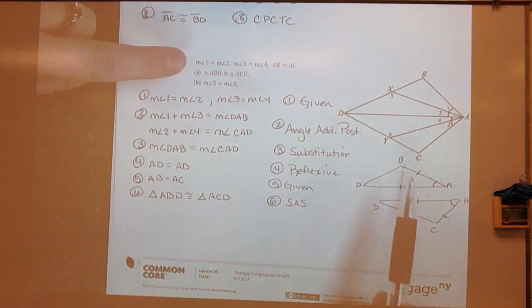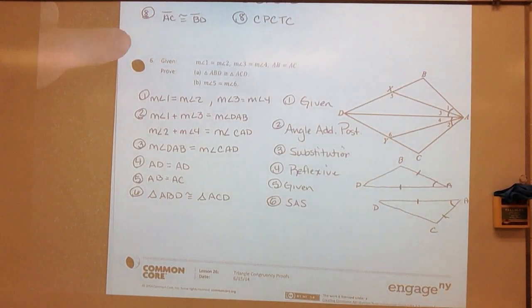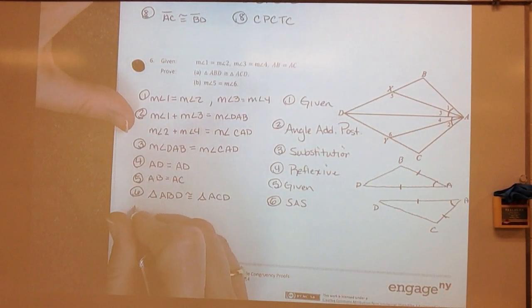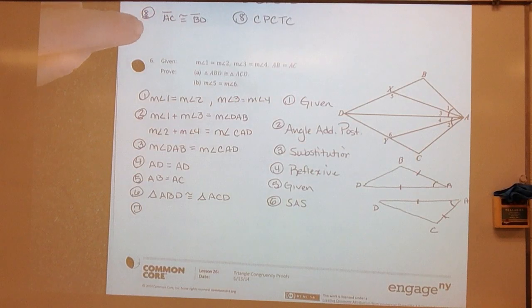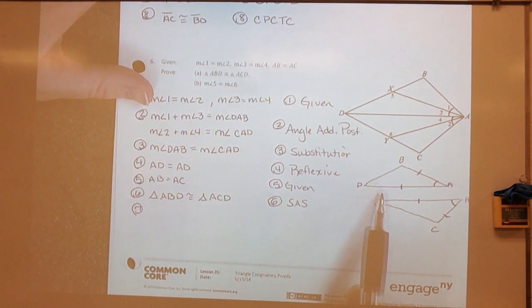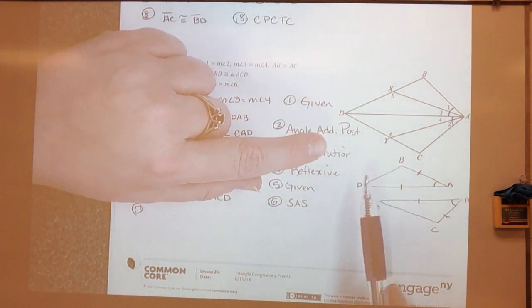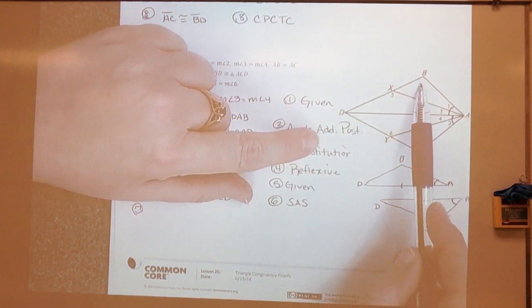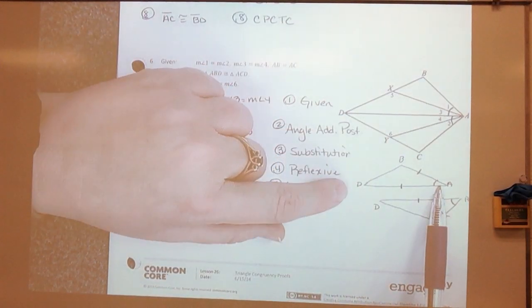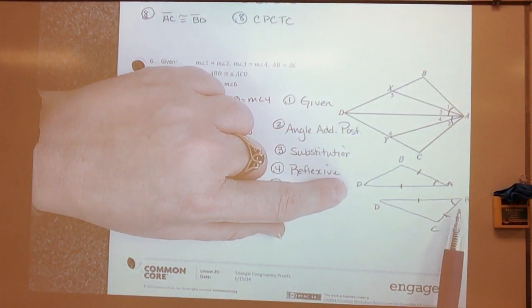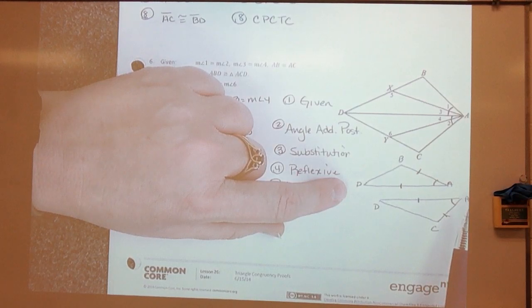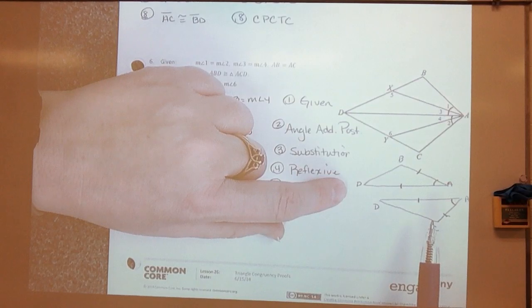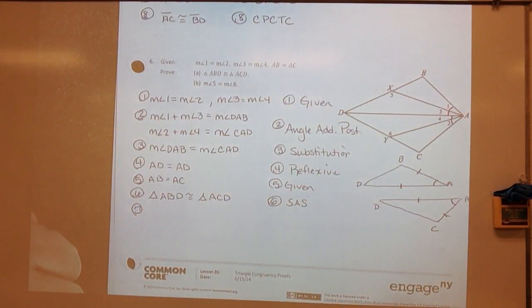Now, they want us to prove the measure of angle 5 is equal to the measure of angle 6. Let's see what we can do there. I know that these two angles are going to be equal. Angle ABD, or I'm sorry, BDA, and angle, I just completely lost my thought, guys. Give me just a second.